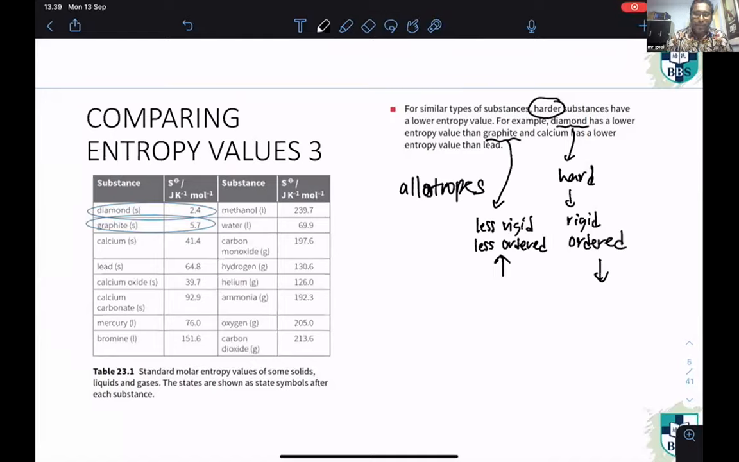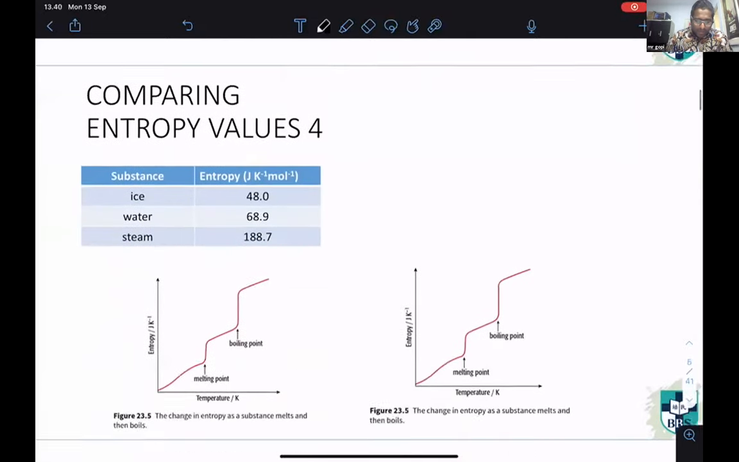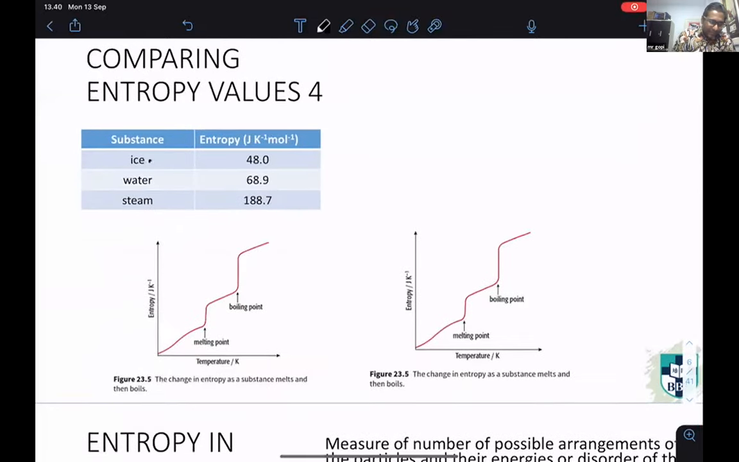The next part is, for example, ice, water, and steam. All these are H2O. We know that ice is more rigid, water is more disordered, and steam is much more disordered. So you can see the entropy values: this is lower entropy, and this has higher entropy because it is more disordered. If you want to represent them in the form of a diagram, this is the diagram for entropy versus temperature, where this is your melting point and this is your boiling point. You can refer to your textbook.